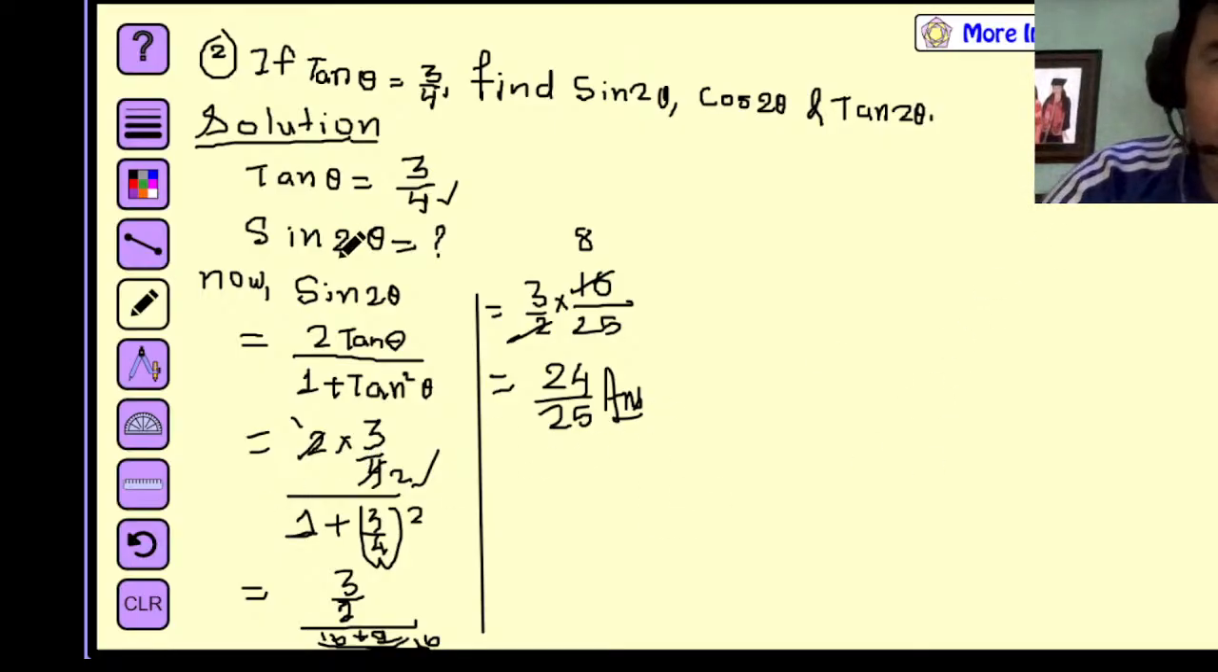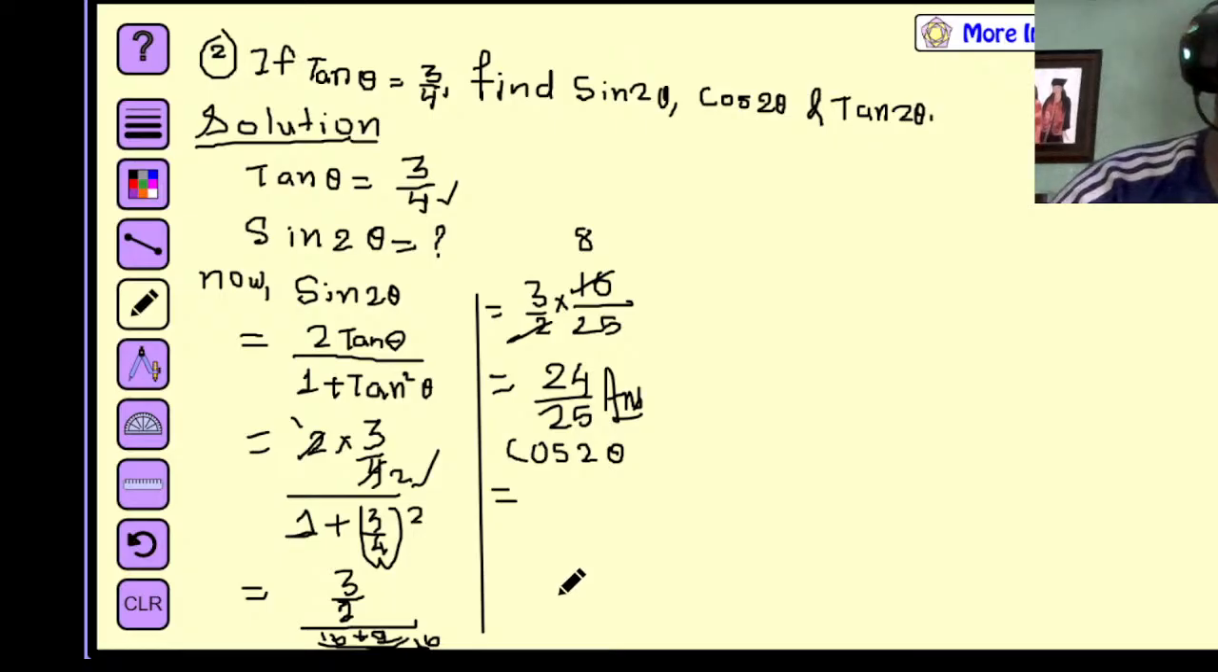This is the way to find out the value of sine 2 theta. And now similarly, we need to find out the cos 2 theta value also here. For cos 2 theta also, we are using the formula of cos 2 theta in terms of tan. Which one? Look here, as I showed you in the previous video, cos 2 theta in terms of tan. First of all, write that formula.